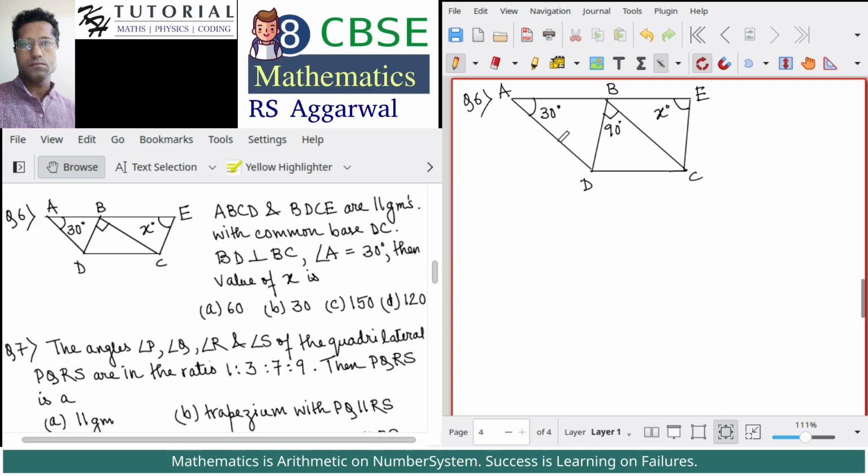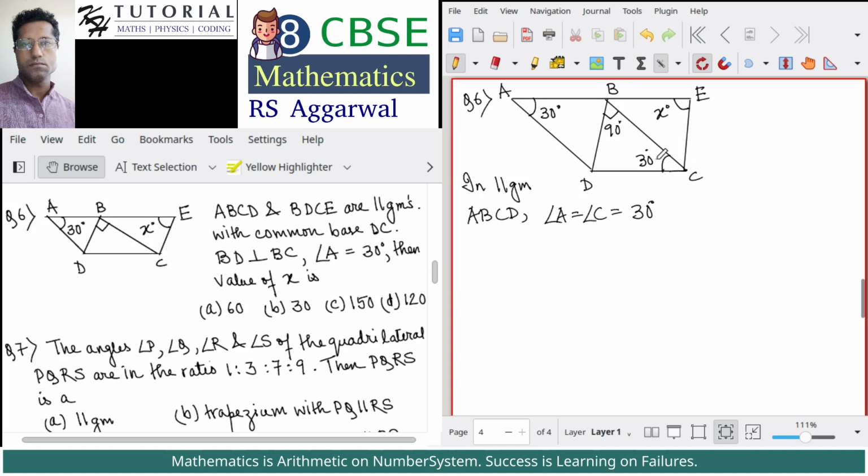A is 30 degrees. So in parallelogram ABCD, we must have angle A equal to angle C. This will be equal to 30 degrees, as angle A and angle C are opposite angles in the parallelogram ABCD. How do we find x?